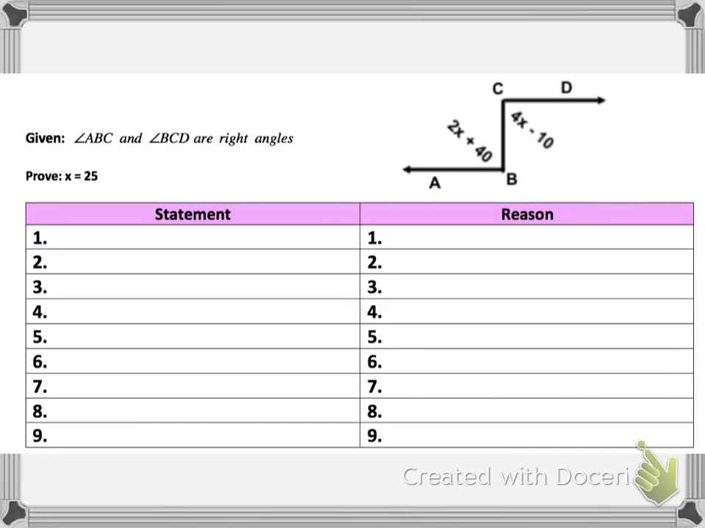Okay, so next one. Every single proof starts with given. So I got angle ABC and angle BCD are right. And that is given.